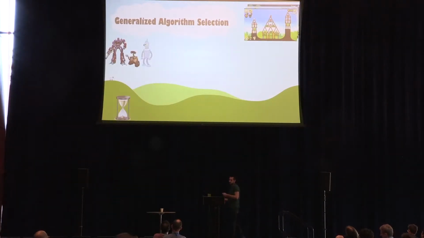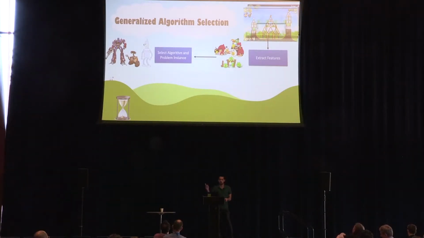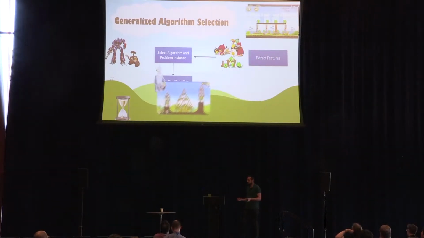So we generalized the notion of algorithm selection to fit our settings. Instead of having a single problem instance, we have a set of problem instances. We still have our set of algorithms, but now we also have our time budget. So we start by extracting features on all of the problem instances. And now we're not only selecting an algorithm, we select a pair of algorithm and problem instance. And now we apply the algorithm on the problem instance.